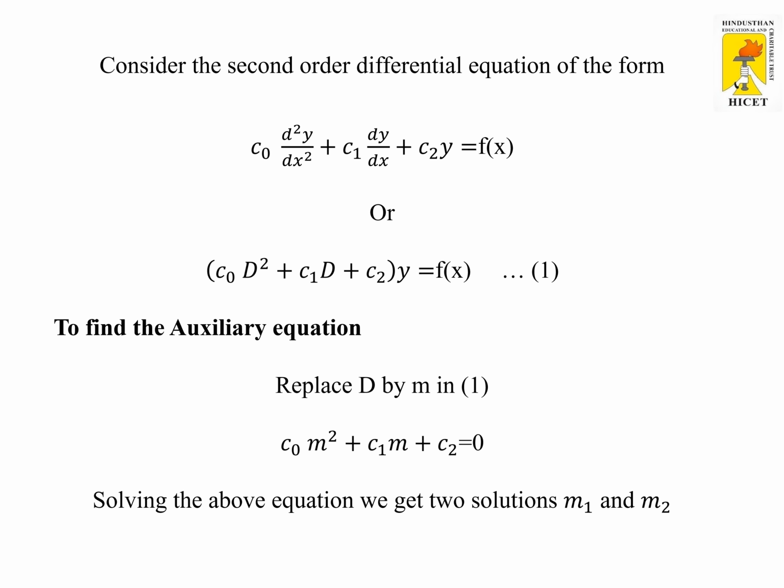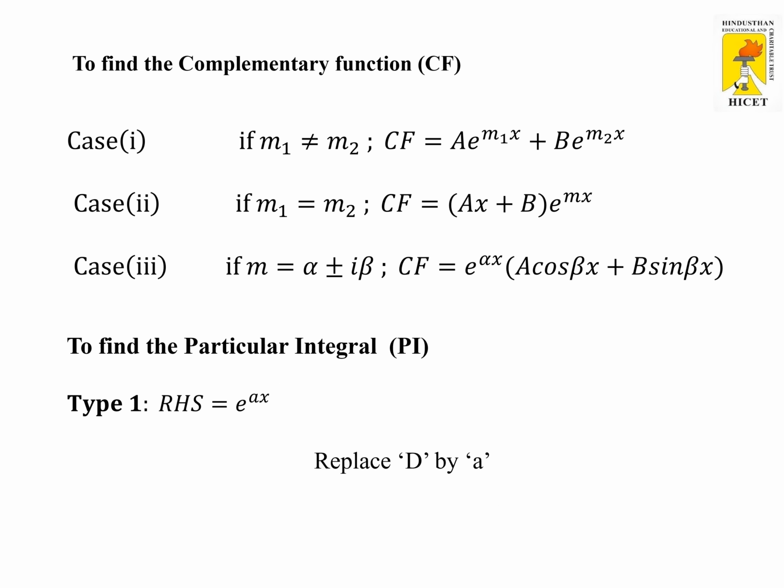Based on the nature of the roots, we can write the complementary function. Totally we have three types. If the roots are real and distinct, that is m1 not equal to m2, then the complementary function is a e power m1 x plus b e power m2 x. If both the roots are repeated, that is m1 equal to m2, then that root is taken as m, and the complementary function is (ax plus b) into e power mx.